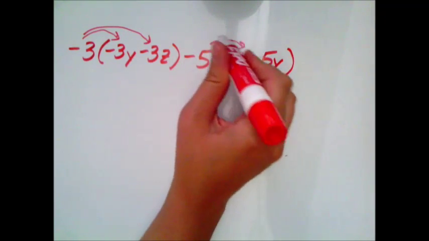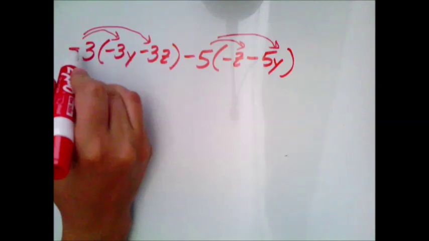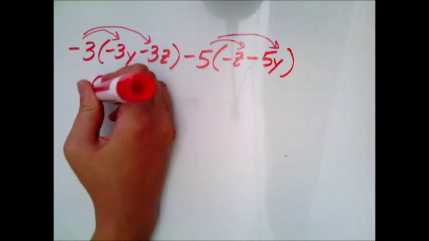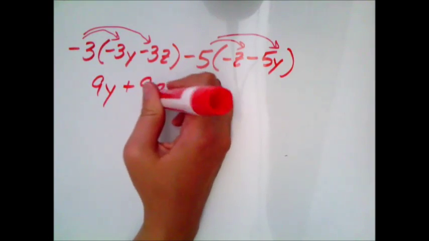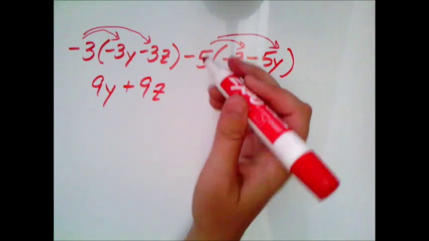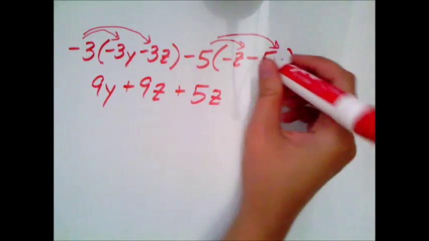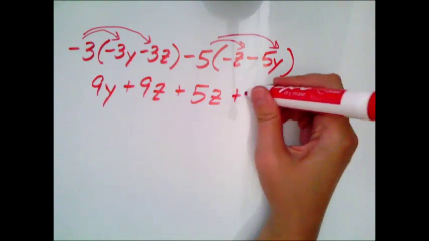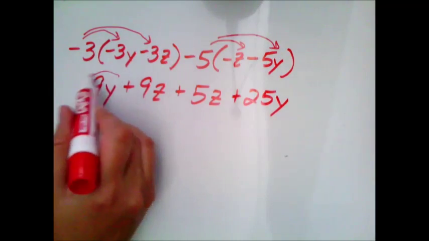So here we have to distribute, and notice we're distributing -3 and -5, so both negative. So negative times a negative will be +9y. Negative times a negative will be +9z. And then negative times a negative will be +5z. And negative times a negative again will be +25y.